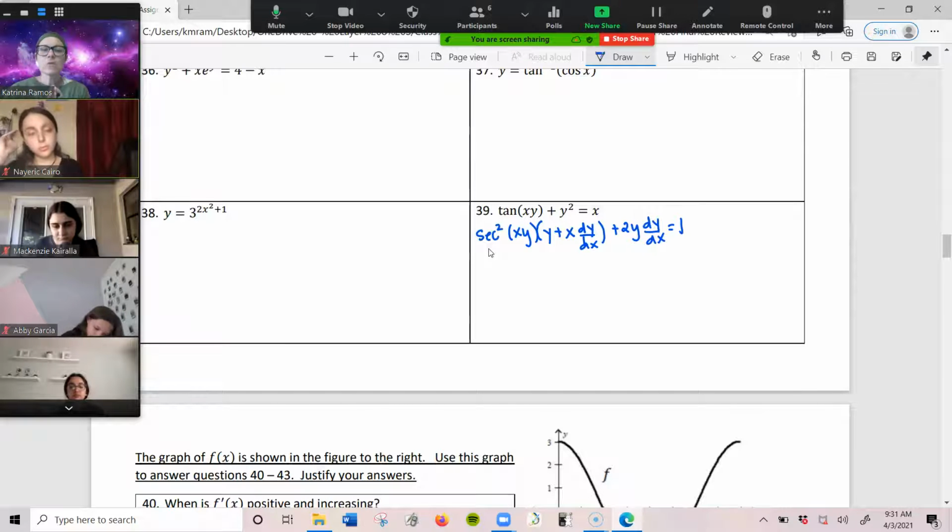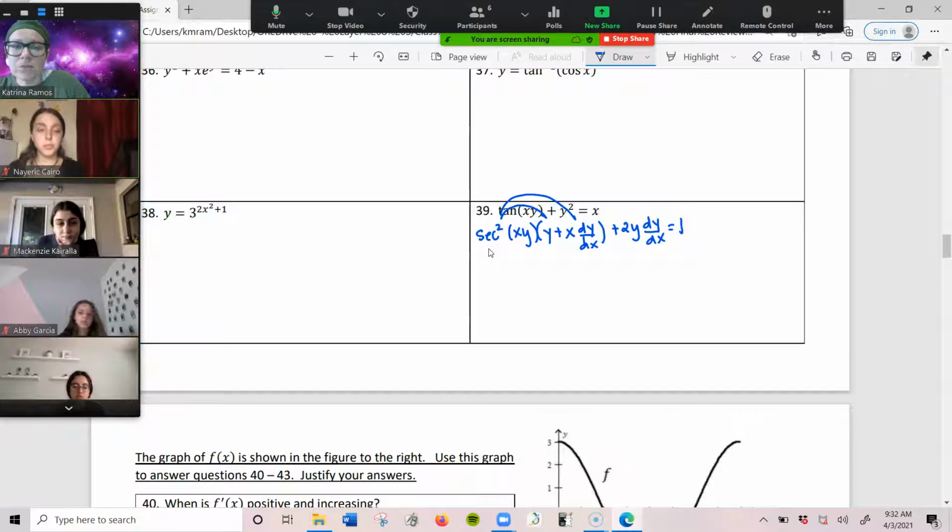Okay. Now, whenever we're doing implicit, the whole point is for us to solve for dy/dx. So what we have to do here is isolate dy/dx on one side of this equation, doesn't matter which. They're already both on the left side, so I'm just going to leave it on the left and move everything else over to the right side so that we can solve for dy/dx. But first, this dy/dx is within these parentheses, so we're going to have to distribute this secant squared so that we can then move it over to the other side. Do you get what I mean?